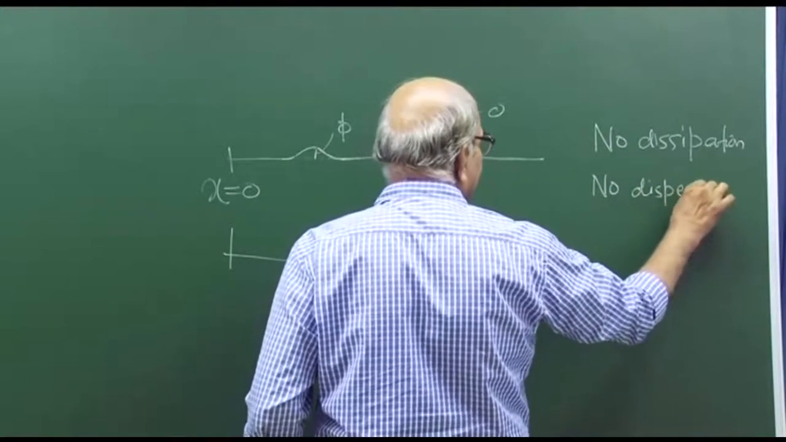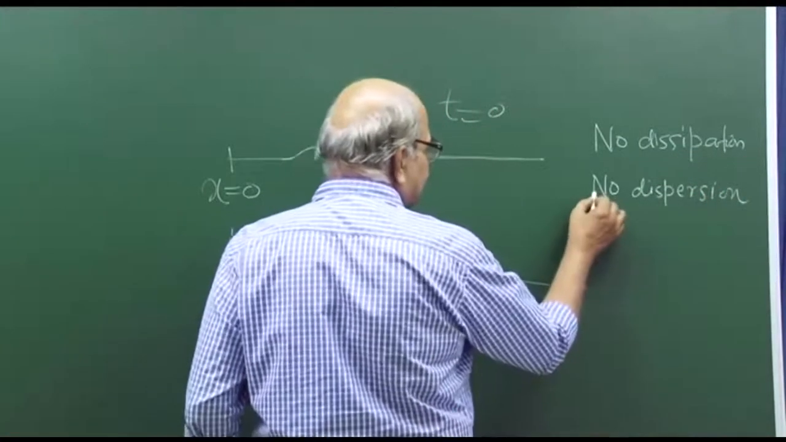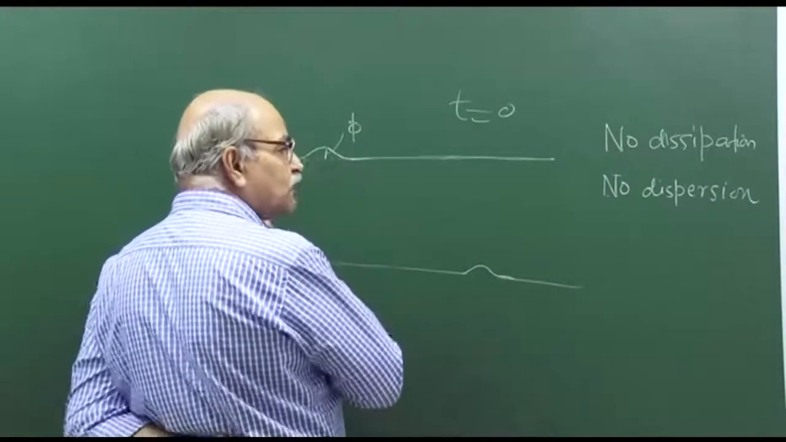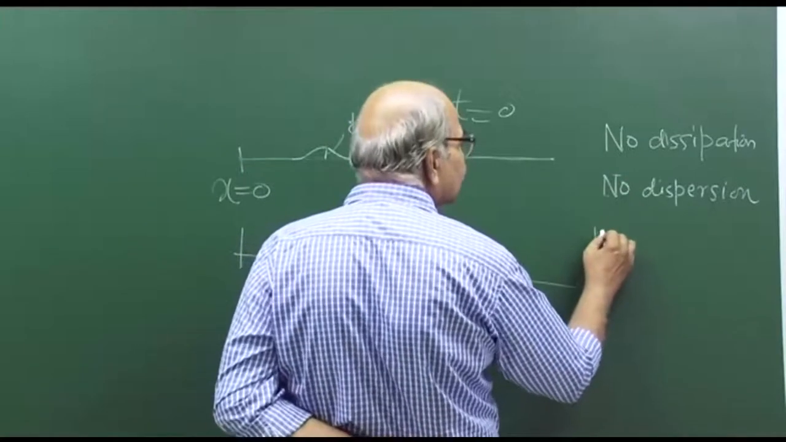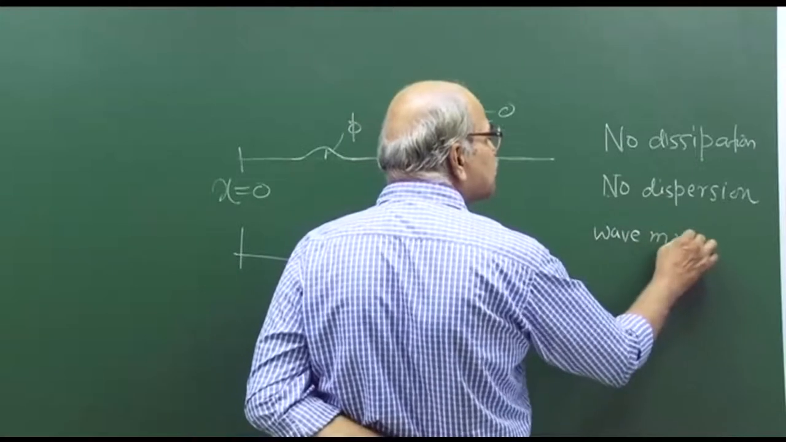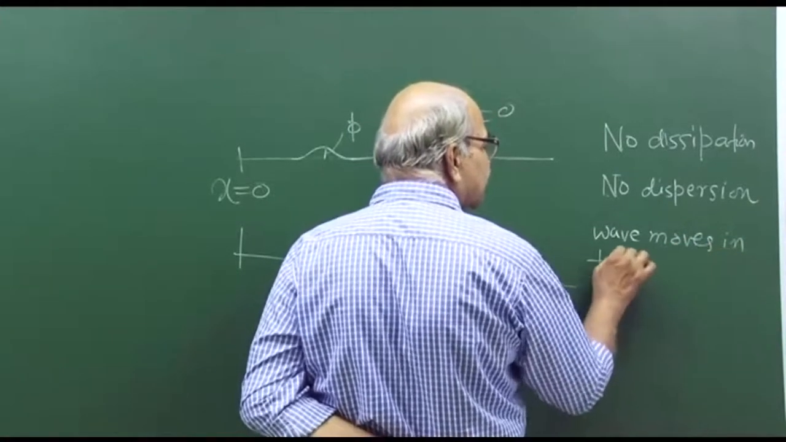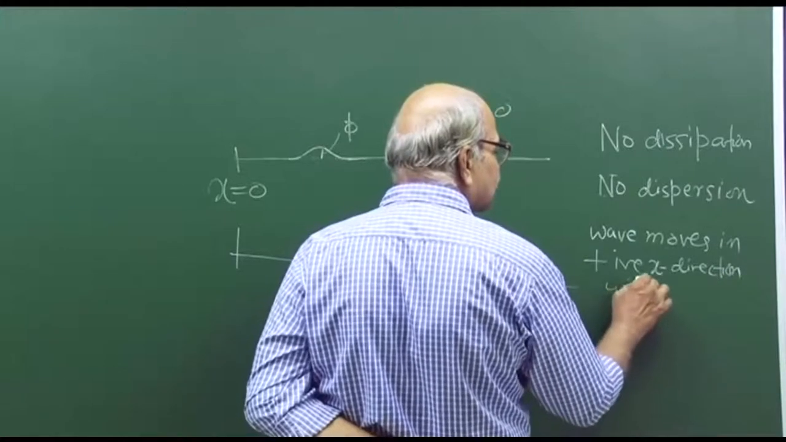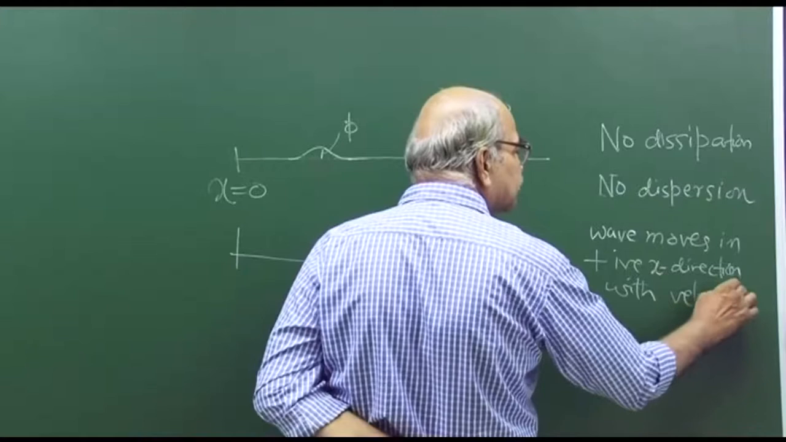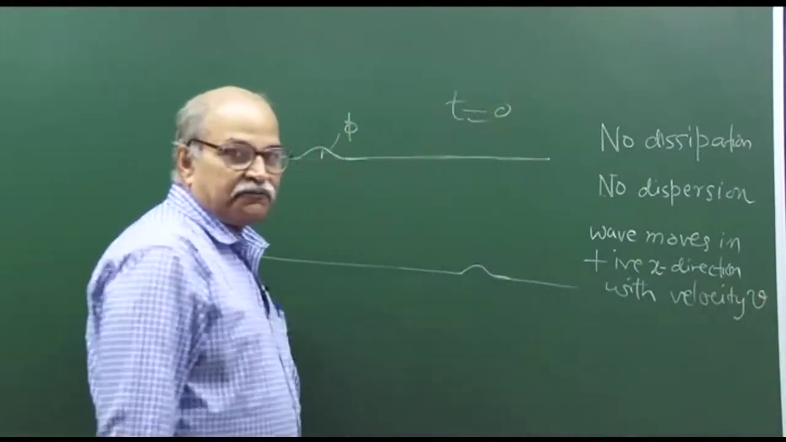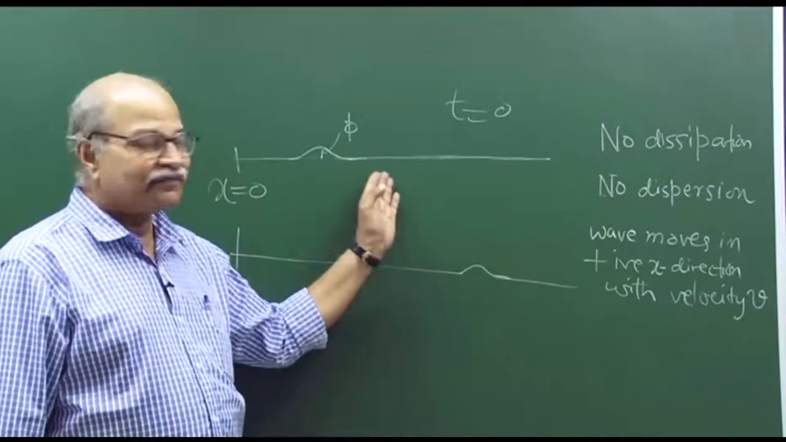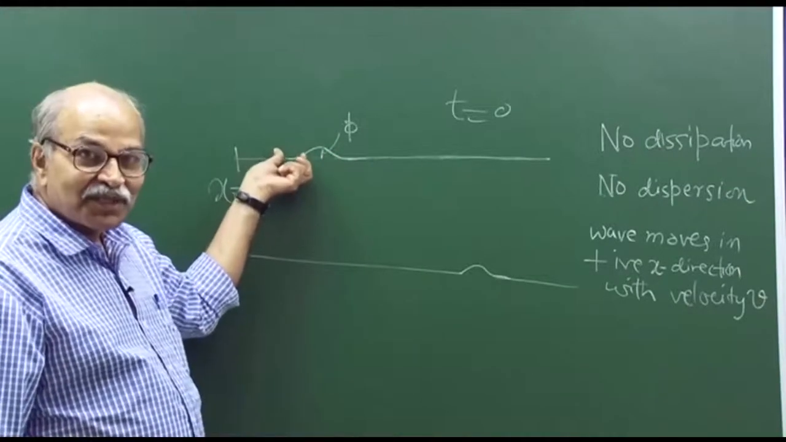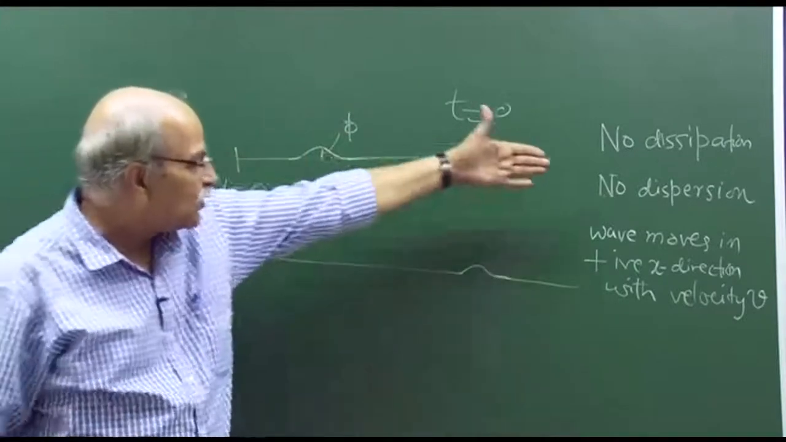What do I mean by saying no dispersion? It is that the entire wave is going with one particular velocity. This wave moves in the positive x direction with fixed velocity v. If it is not, then you can have a change in shape. If the front portion moves with a higher speed and the rear portion moves with a smaller speed, then you will have a change in shape and all those things, which we call dispersion.